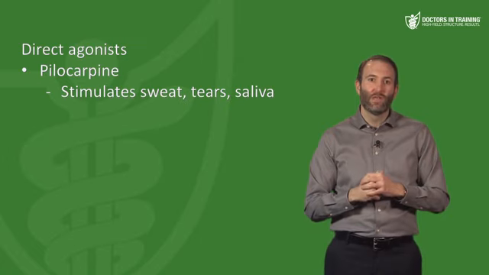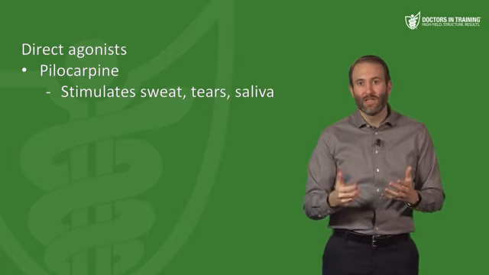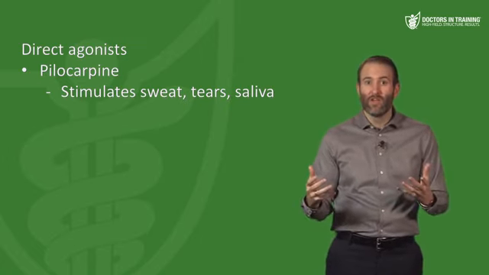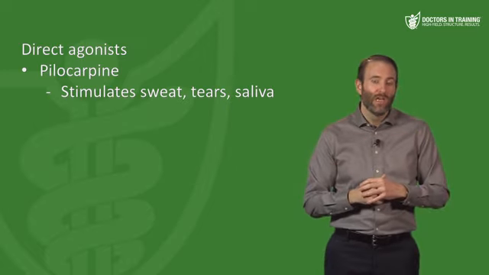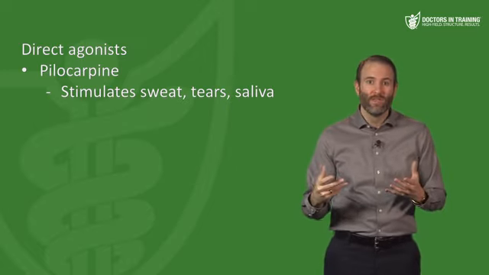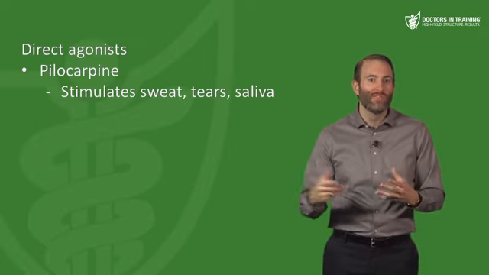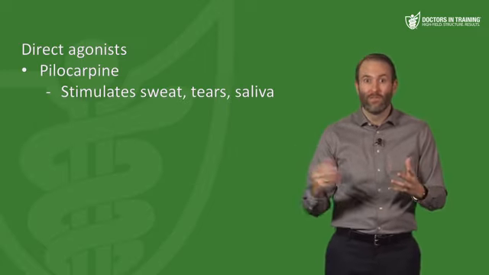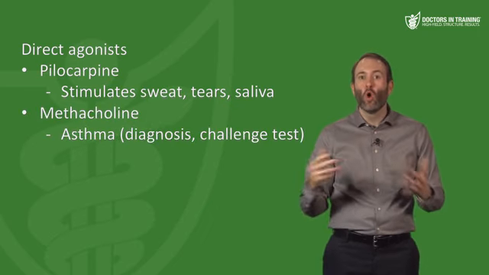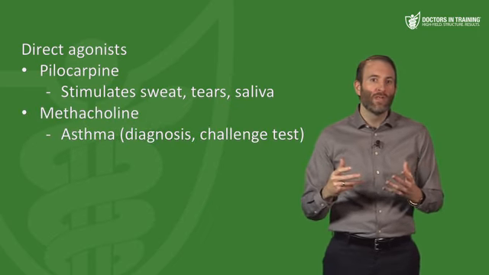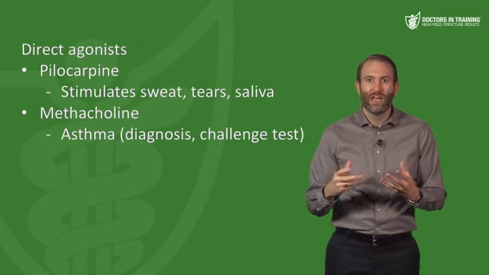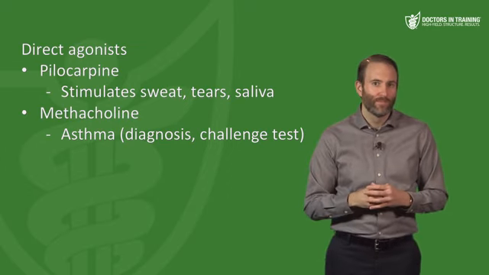Pilocarpine is a potent stimulator of sweat, tears, and saliva. Now, I actually had to use this on a patient of mine who had parotid gland cancer, and after treatment he had almost no saliva. His mouth was incredibly dry. So the pilocarpine was used to improve his symptoms, and unfortunately later on his saliva came back. Next, we have methacholine. It's been used historically as a challenge test to diagnose asthma because it causes bronchospasm.